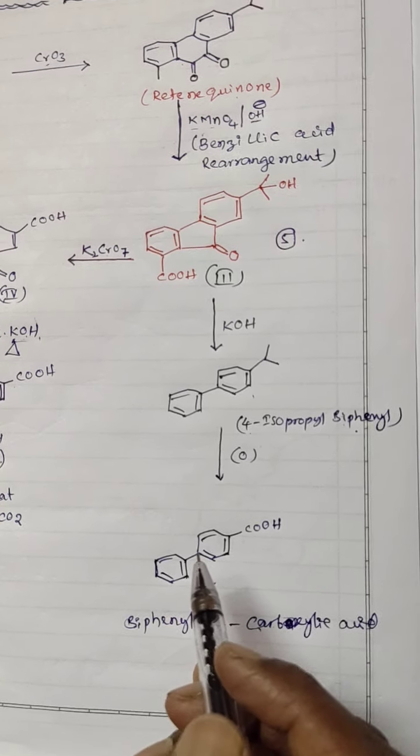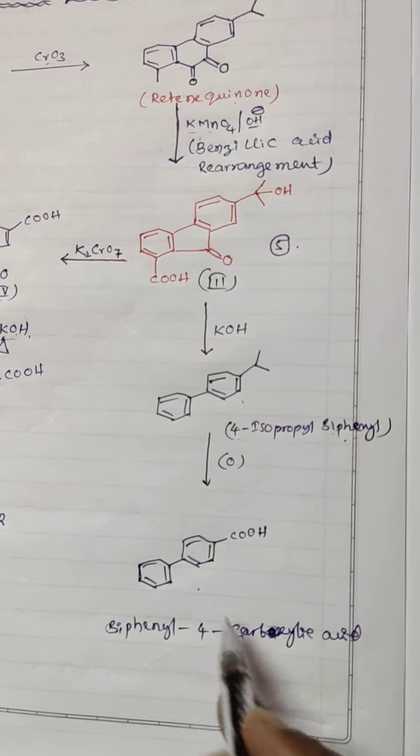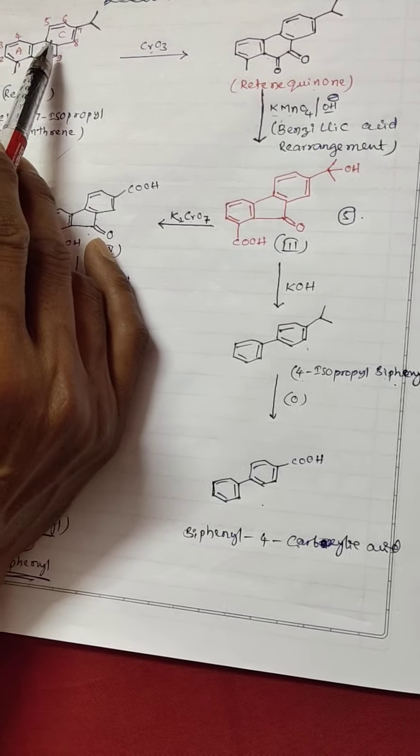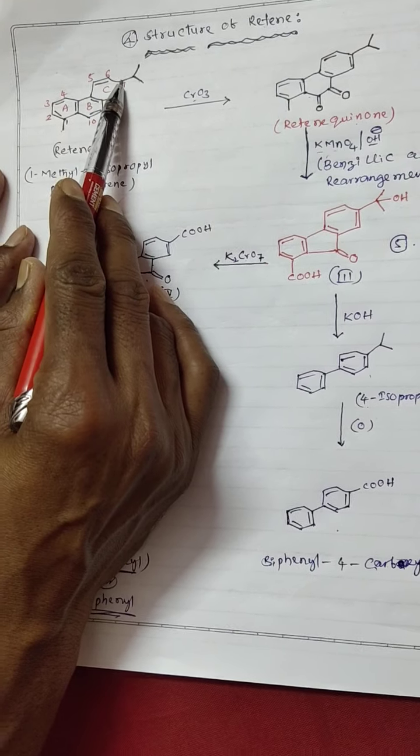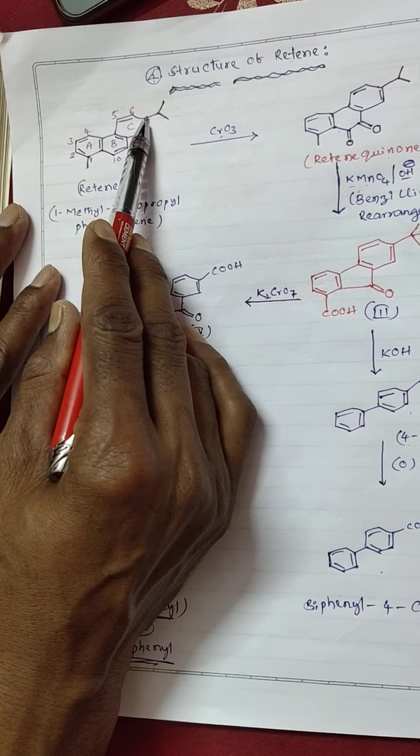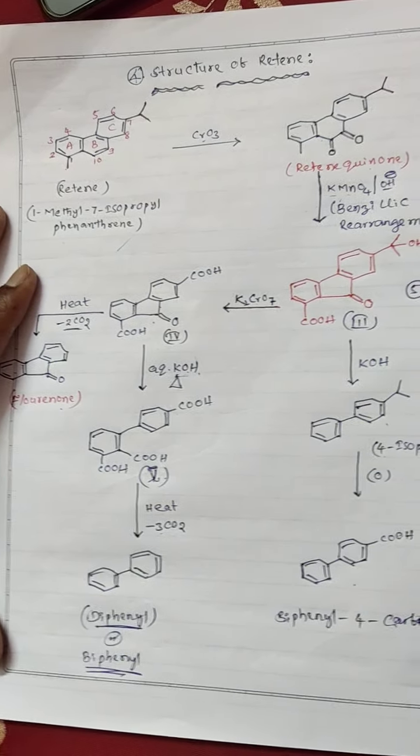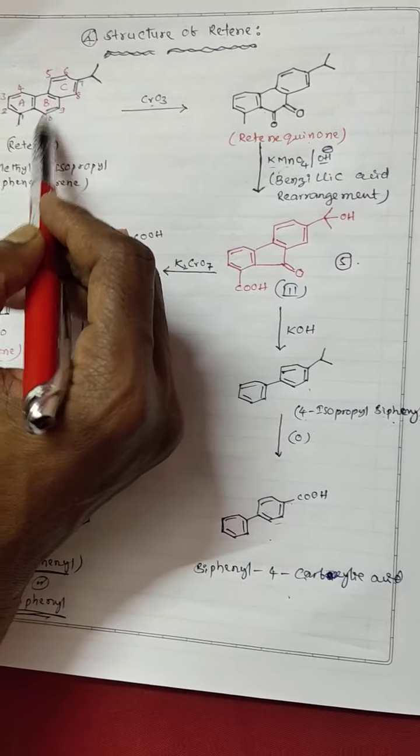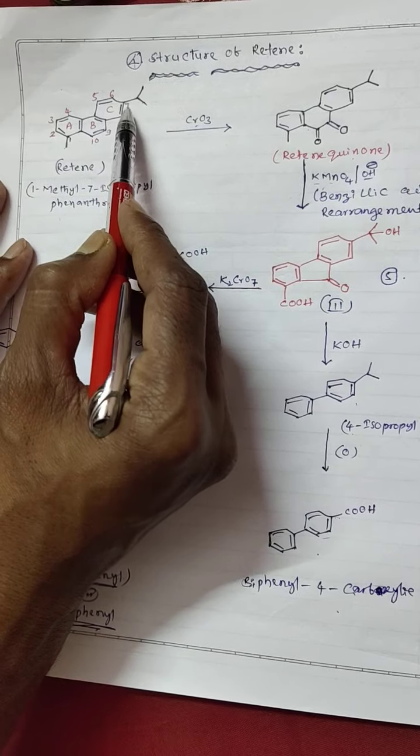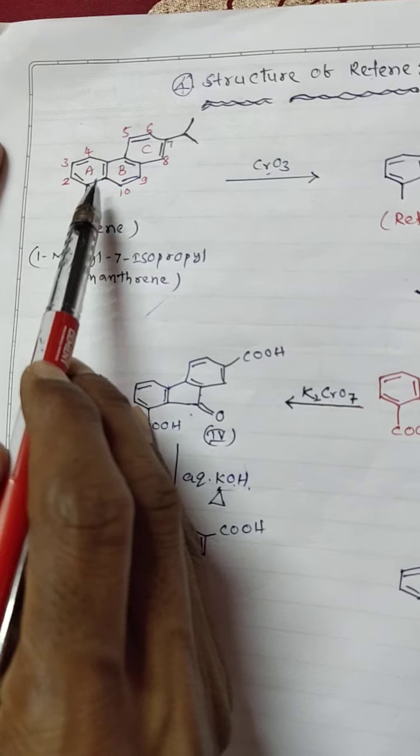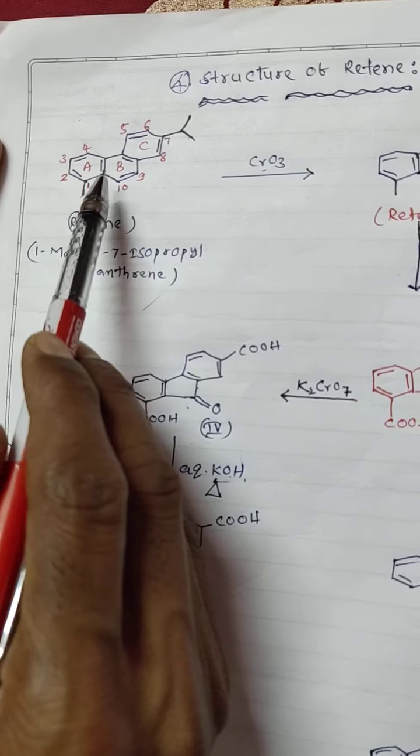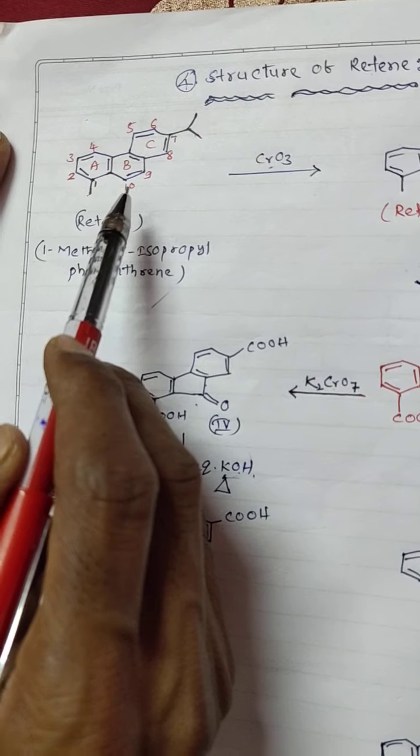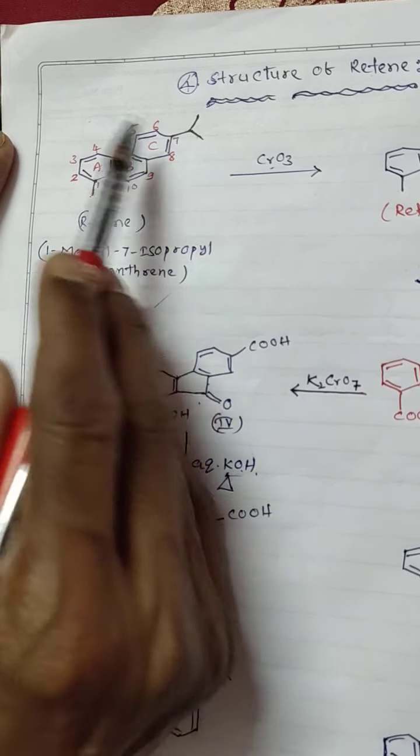So biphenyl 4-carboxylic acid is formed, indicating that the isopropyl group in retene is present at the 7th position, which has become position 4 in biphenyl 4-carboxylic acid. So the isopropyl group of abietic acid is present at the 7th position. So this is the retene structure. The formation of retene from abietic acid suggests that the latter has the retene carbon skeleton.